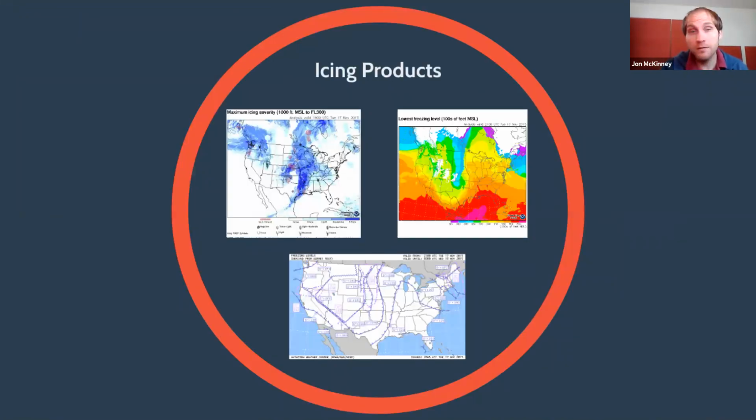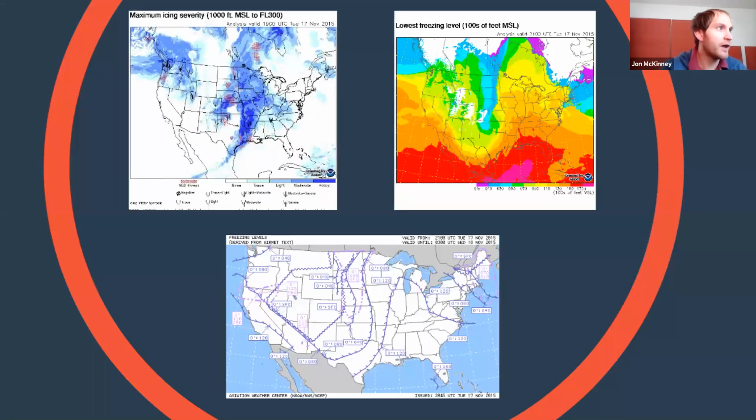Icing, huge topic, icing. Let's see. So we got a few different icing products here that could help us out. The top left, when you go on aviationweather.gov and you click down forecast and you click down icing, this is one of my favorite products to use. But it has a disclaimer when you click on it that this weather product is not your primary go, no-go decision product.